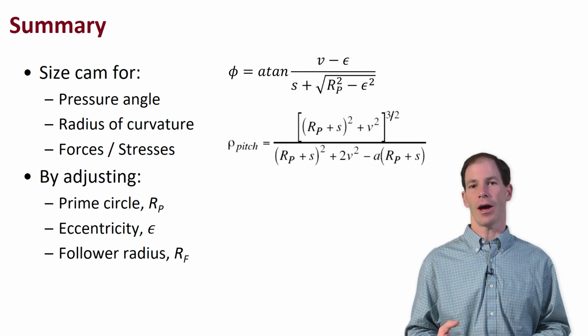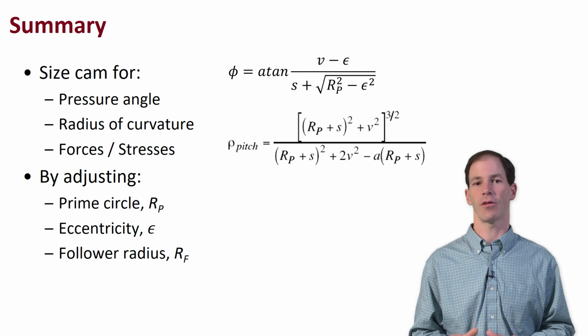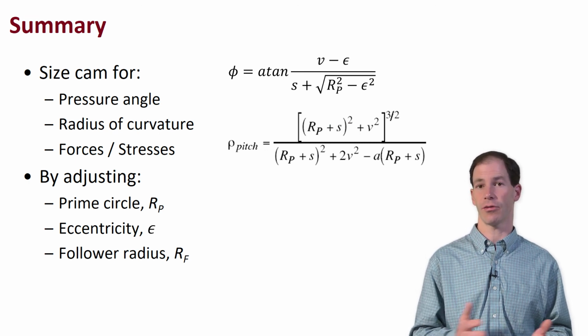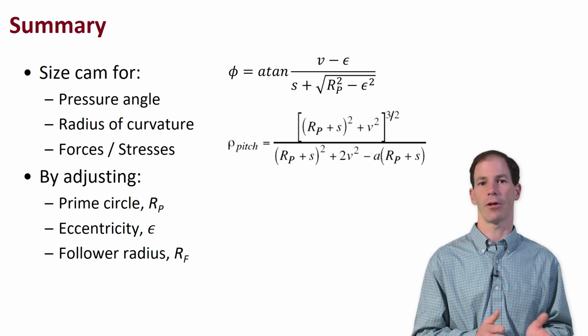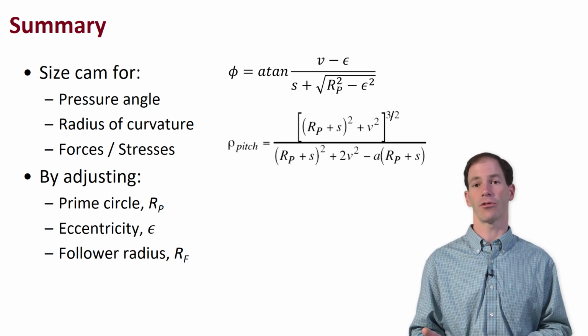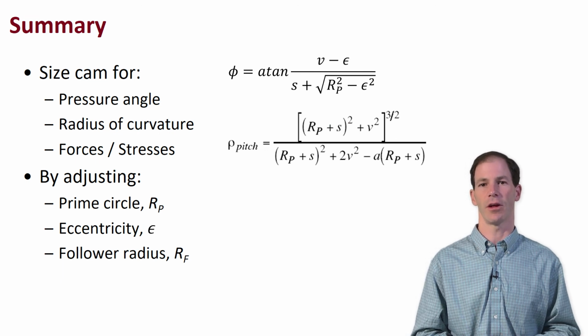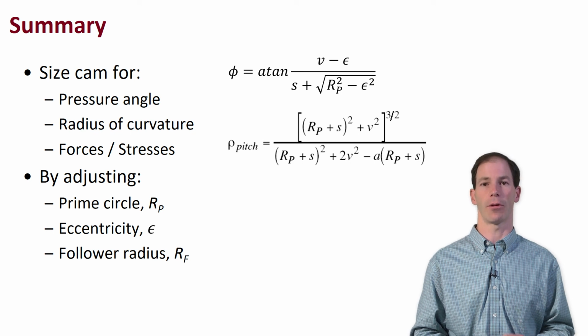Now, how do we tune these radii of curvature and the pressure angle? We use the prime circle radius, we use eccentricity to offset or to handle asymmetry, and we then also change the follower radius. And these two equations that I'm showing here are the ones that we really need to pay attention to as we're doing our cam design. And you'll find that it is a very iterative process to come up with a good cam design.